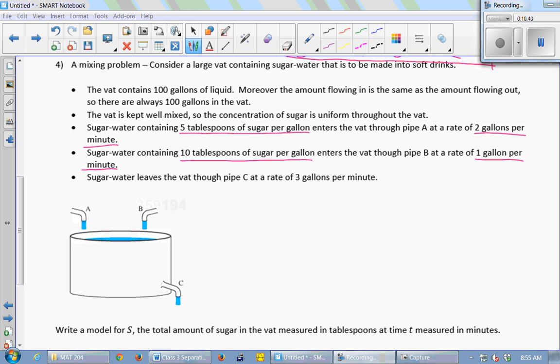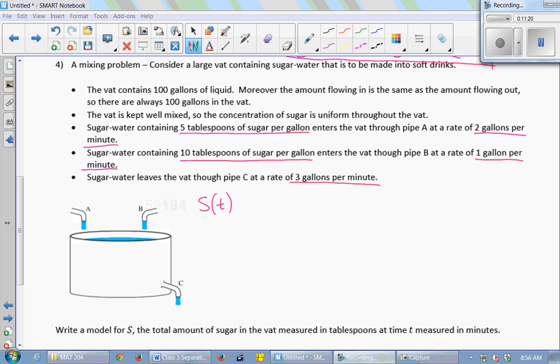And then pipe C drains sugar water that's been all mixed up in there. So we don't actually know how much sugar is in there because sugar is entering through the 2 pipes A and B. And it's leaving through pipe C at 3 gallons per minute. And what we're going to try to do is write a model for S, which is going to represent the total amount of sugar in the vat, which is changing with respect to time. Okay, so we had some initial amount of sugar in there, and then we have some sugar water entering and the mixture leaving. All right, so remember S is a function of time.